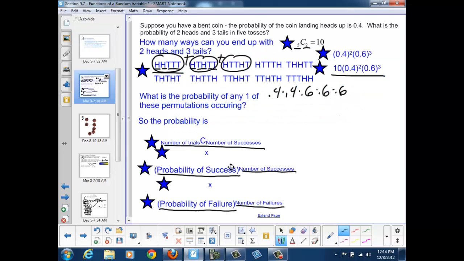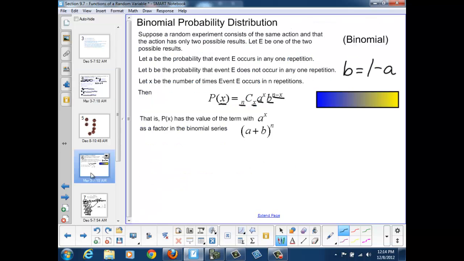What is the binomial formula for calculating the probability of a certain number of successes out of a certain number of trials? Well, that's this formula right here. The number of trials, C, number of successes, times the probability of success raised to the number of successes, times the probability of failure raised to the number of failures, which, if we write it out in notation, looks just like this. P of x equals nCx a to the x b to the n minus x, where a is the probability that event E occurs, b is the probability that event E does not occur, and x is the number of times event E occurs in n repetitions.